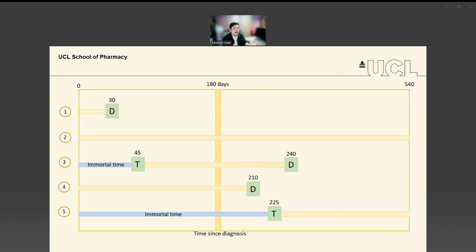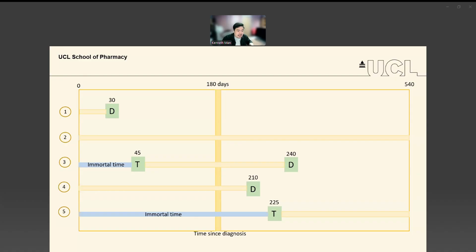So imagine I have 5 patients here, and I would like to evaluate the effectiveness of the treatment on mortality risk. These are the patients that I have. I'm going to apply the clone-censor-weight approach to these 5 patients.